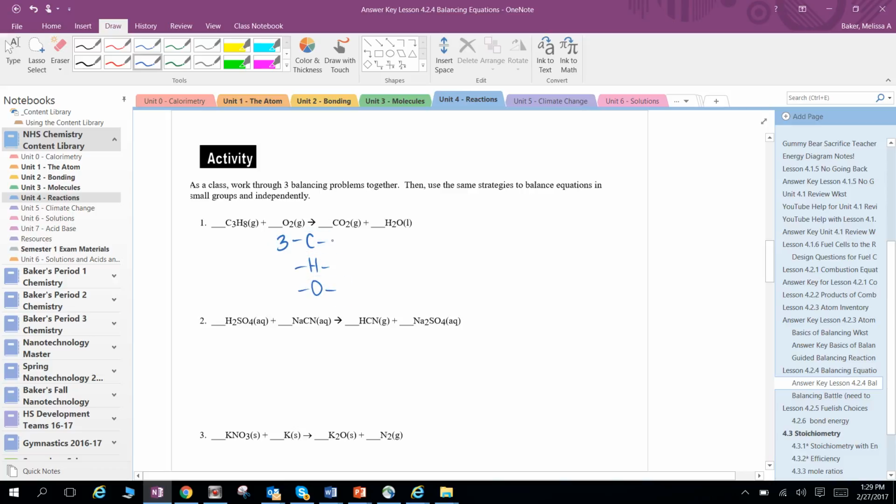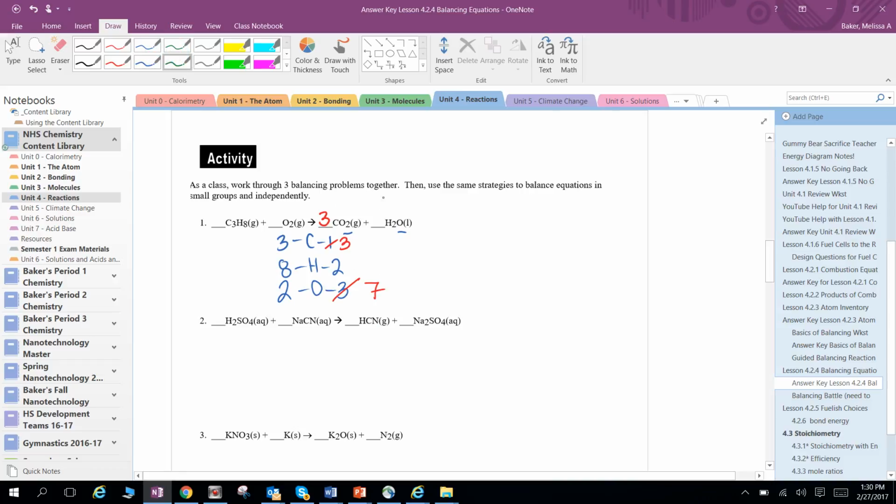3 carbons on the left, 1 on the right. 8 hydrogens on the left, only 2 on the right. 2 oxygens on the left, and 3 on the right, because there are 2 in that carbon dioxide and 1 in the water. So let's start by balancing the carbons. If I put a 3 in front of the CO2, my carbons are now balanced, and my oxygens are up to 7. Let's do the hydrogens next.